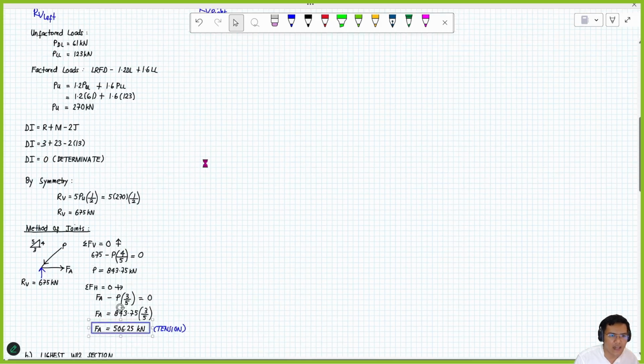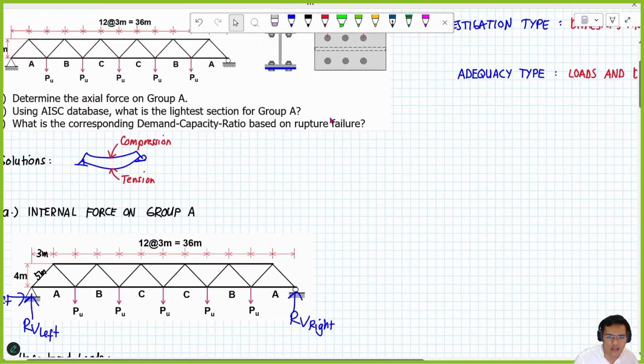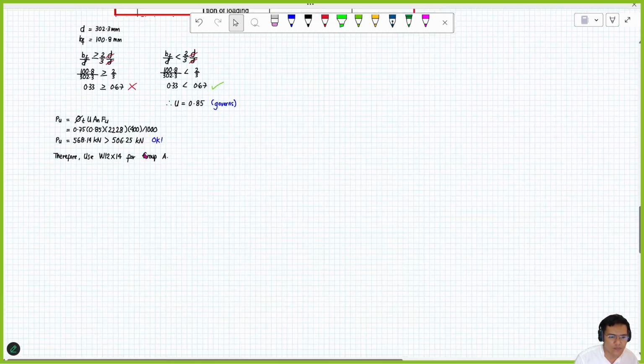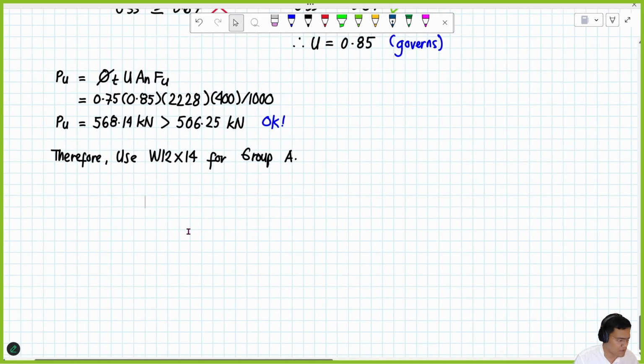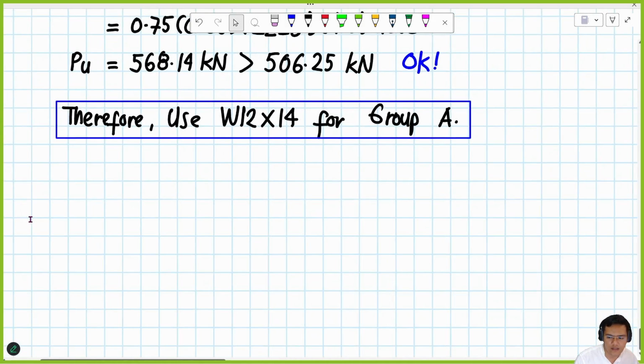Okay? And lastly, yung last item is ano daw yung DCR against rupture failure. Yung demand capacity ratio na tinatawag. So parang additional na lang yan. Question na lang yan. Pero yung problem talaga na to, this is a design type ng problem. Okay? So sige. For item C, we need to calculate the demand capacity ratio against rupture.